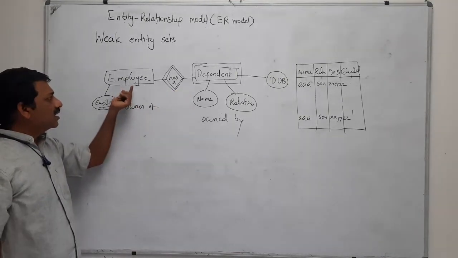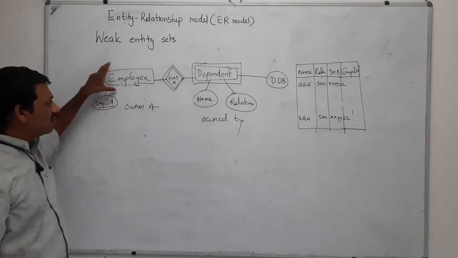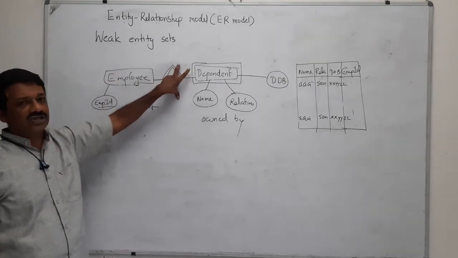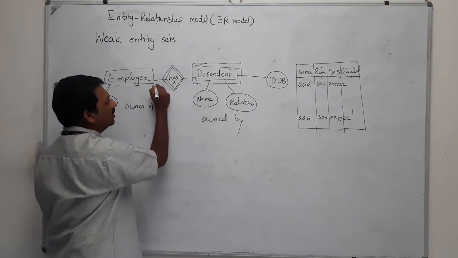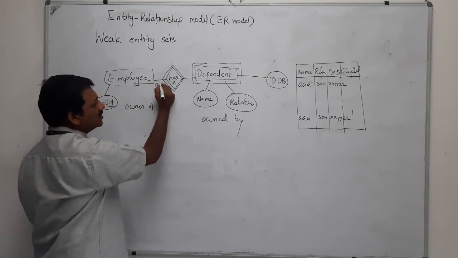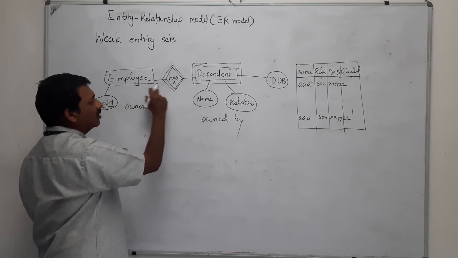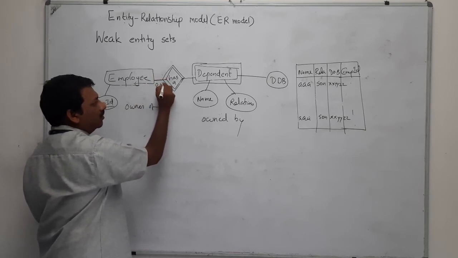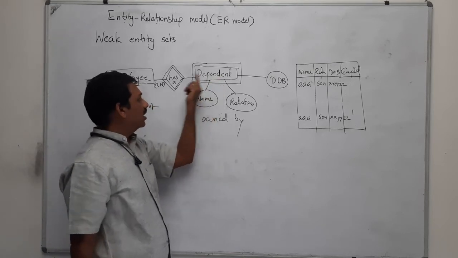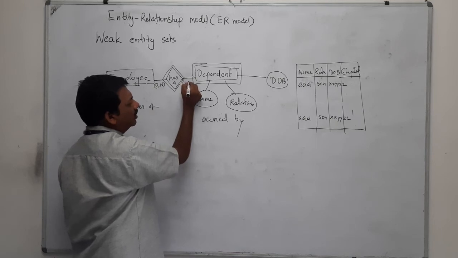In that case, this employee is not having total participation. That means there are employees in this relationship who are not taking part in this relation. That means here the cardinality, minimum cardinality is 0 and maximum cardinality is, employee can, that means here n. And here what is this? If you have a dependent, then here you should have 1 and m.